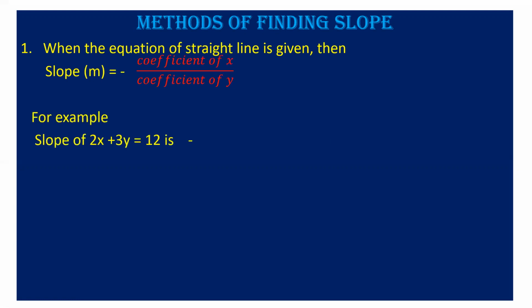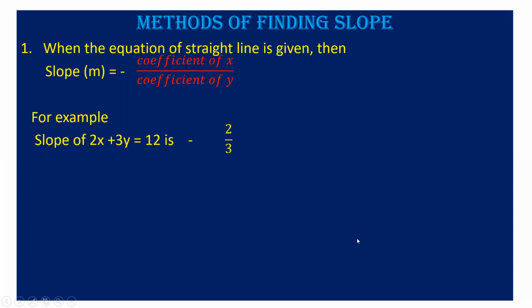Suppose that you have the equation 2x plus 3y is equal to 12. Now, how do we find the slope of this line? If you use minus coefficient of x upon coefficient of y, let's think for a moment. I'll give you a few seconds here. Now, what is the slope of this line 2x plus 3y equals 12? According to this, it will become minus 2 by 3. I think you guessed right. Here you can see the coefficient of x is 2 and the coefficient of y is 3. So the slope of the line is minus 2 by 3.